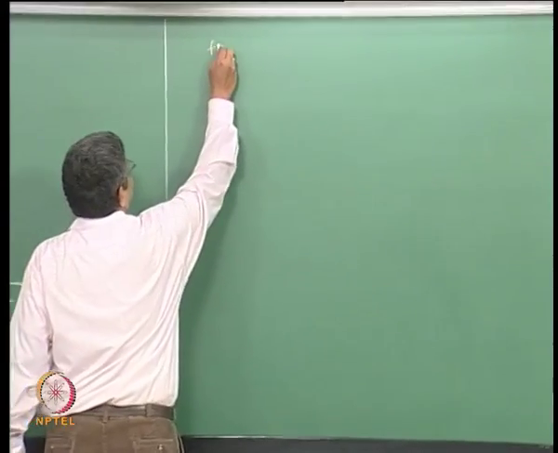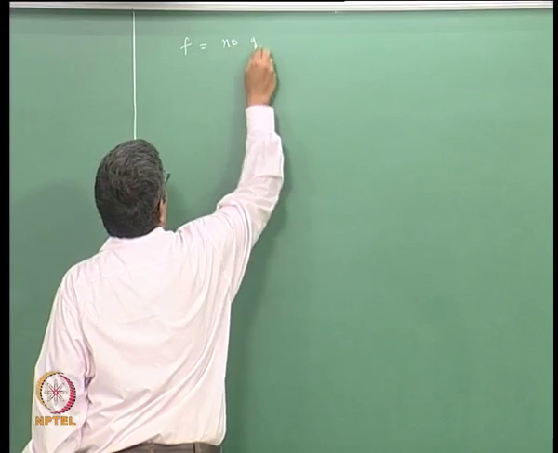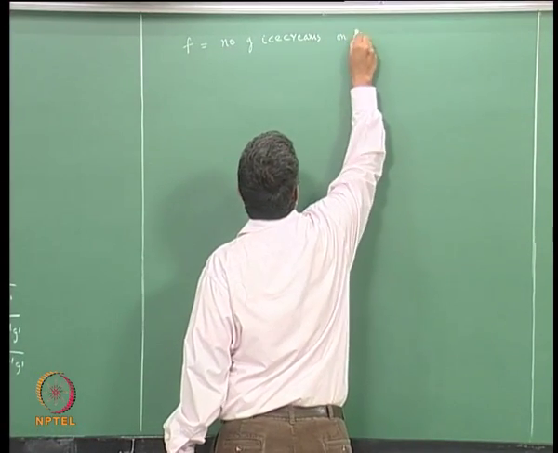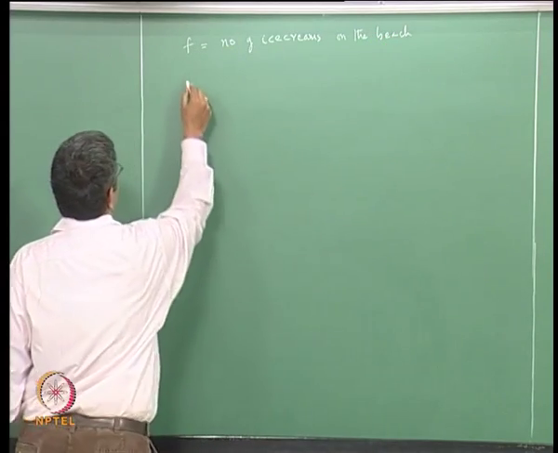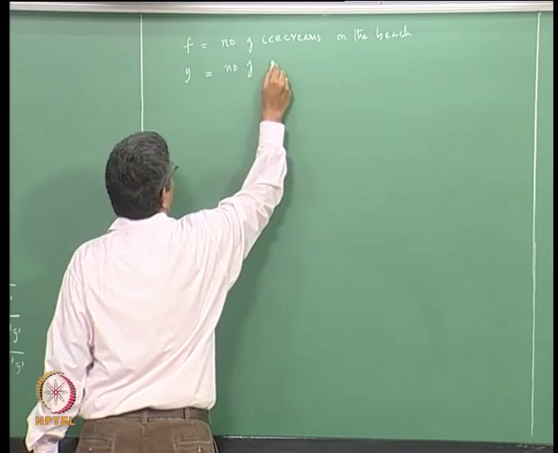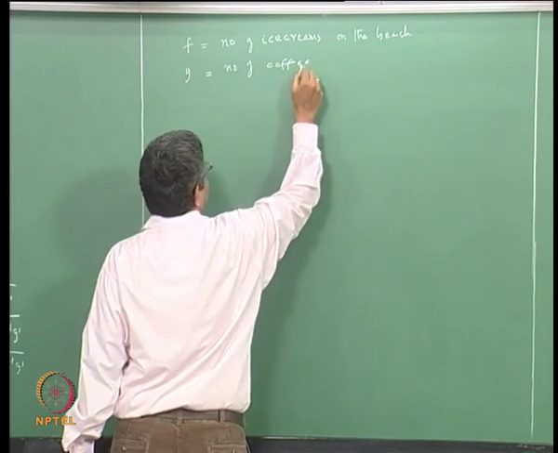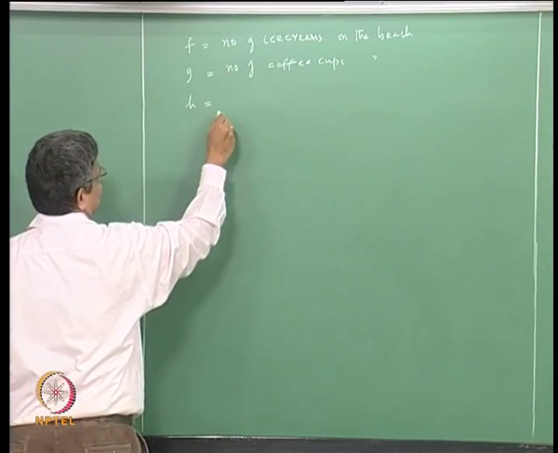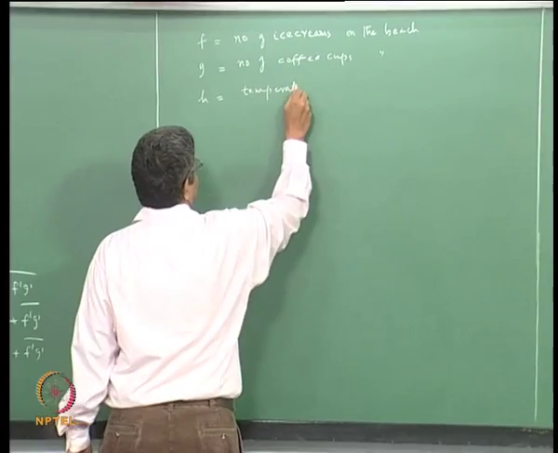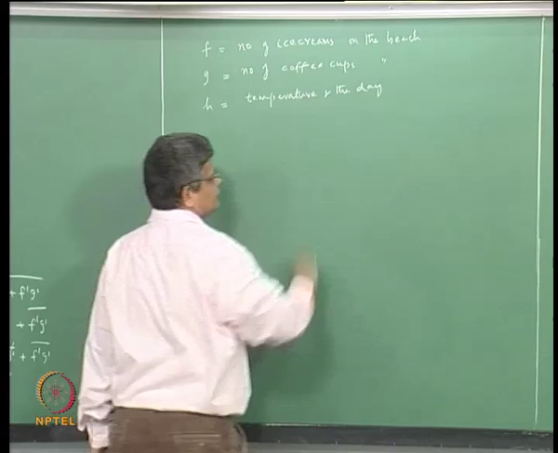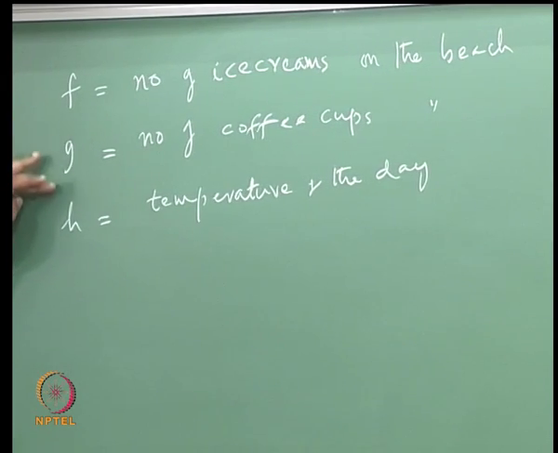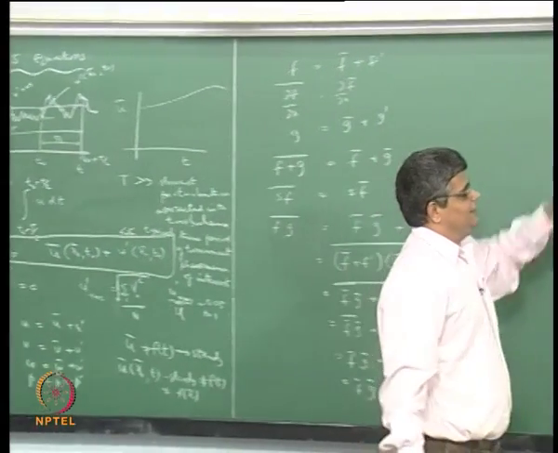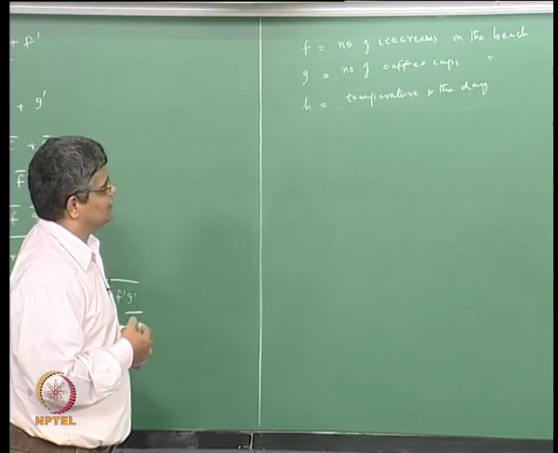For example, if f represents the number of ice creams that are sold in the evening on the beach, on the seashore, and if g represents the number of, say, coffee cups that are sold on the beach each day, and if h represents the temperature of the day, then if you plot f and g and h every day, they are going to show a typical variation, because you will not be selling exactly the same number of ice creams, even in a case where you have plenty of ice creams to sell and plenty of customers.